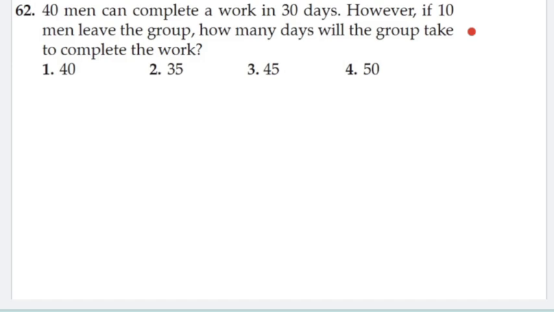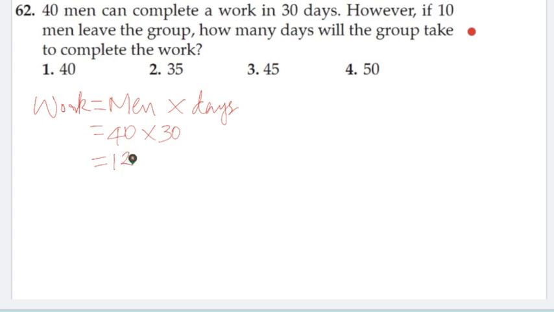Okay, so in the first case, the work is equal to the number of men multiplied by the days. So this will be the total amount of work done. So the number of men in the first case is 40 and the days in which they complete the work is 30. So this will be 3 multiplied by 4, 12, and 1200 units of work is done in the first case.